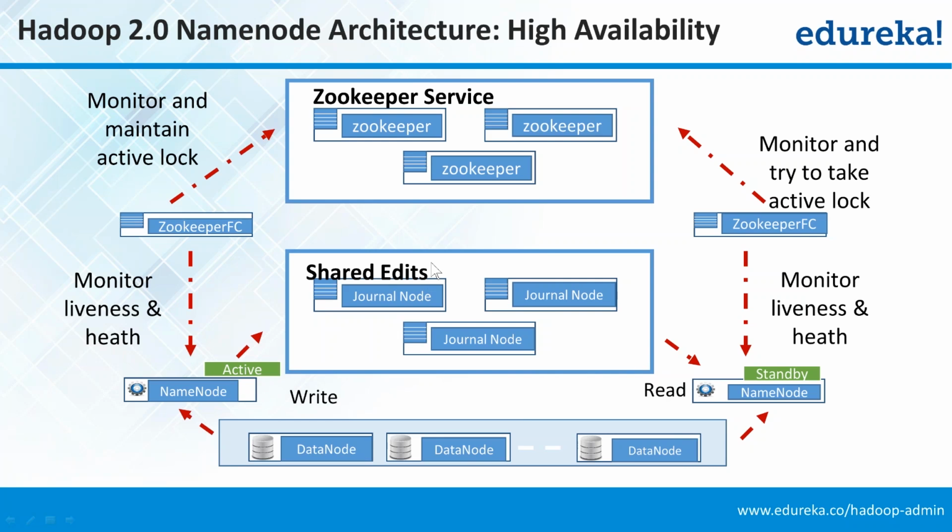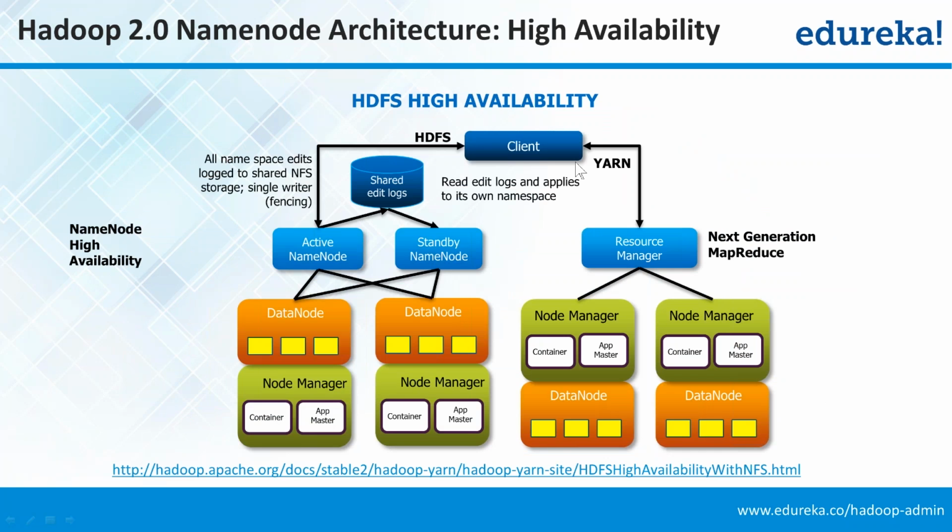If we see the next architecture, that is also of high availability but a bit clearer and gives you more understanding of how it works. In this high availability architecture you can see shared edit logs: all namespace edits are logged to shared NFS storage, with single writer fencing.